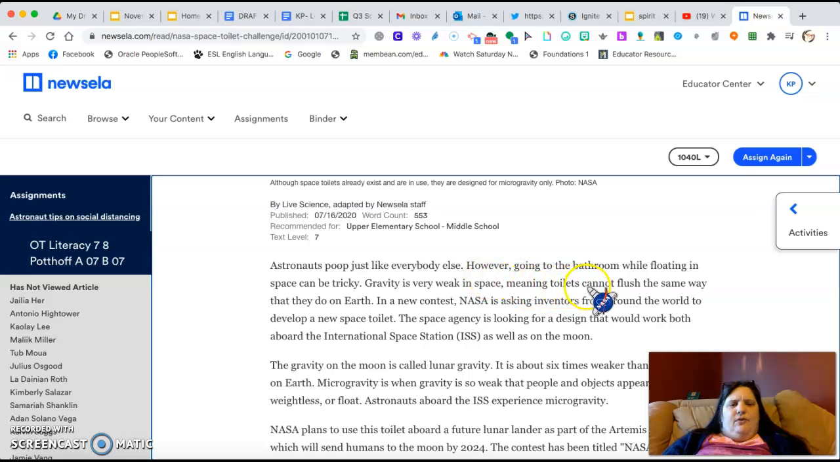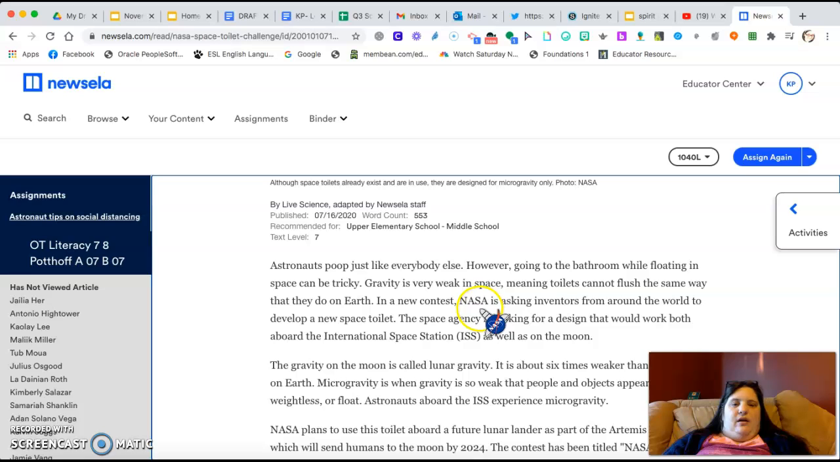However, going to the bathroom while floating in space can be tricky. Gravity is very weak in space, meaning toilets cannot flush the same way they do on Earth. In a new contest, NASA is asking inventors from around the world to develop a new space toilet. The space agency is looking for a design that would work both aboard the ISS as well as on the moon.